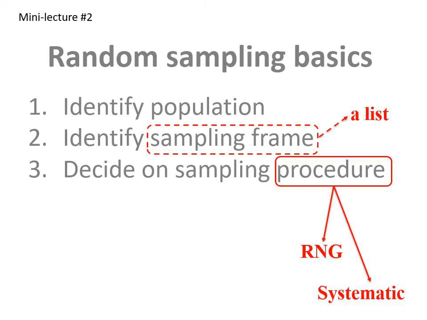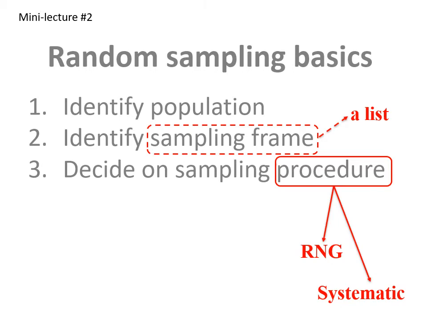Another that I've made use of is called systematic. This is where you have a list, for instance, or a grid, and you say, okay, there are 200 people on this list. I need a sample with, for the sake of argument, 20 people.